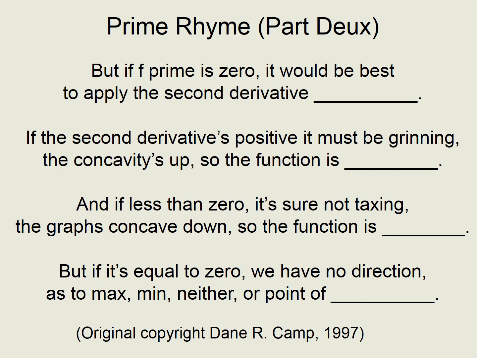If the second derivative's positive, it must be grinning. The concavity is up, so the function is minning. And if less than 0, it's surely not taxing. The graph's concave down, so the function is maxing. But if it's equal to 0, we have no direction as to max, min, neither, or point of inflection.